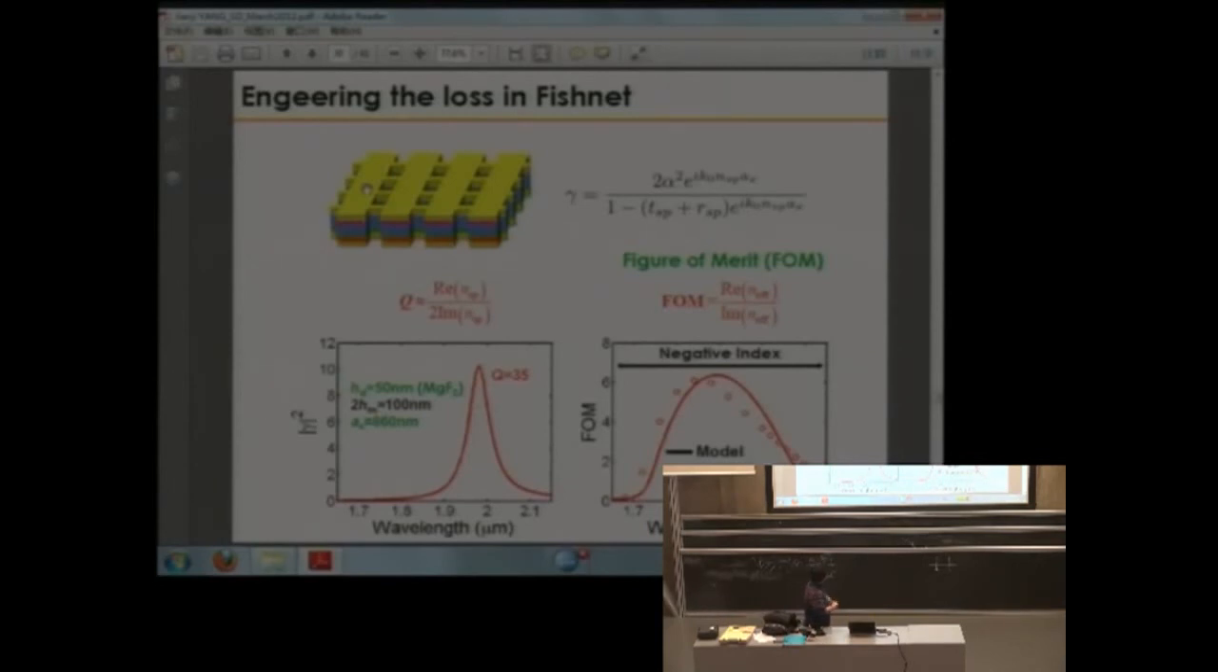The quality factor of this resonance is the ratio between the real part of the propagation constant of the gap plasmon and twice its imaginary part. People also define a term, figure of merit, to quantify the loss in metamaterial. This term is defined as the ratio between the real part of the effective index of the metamaterial and the imaginary part. A typical value for Q, the quality factor of the gap resonance, is about 35 for fishnet with a slightly thicker metallic layer than the fishnet designed by the Berkeley group. Correspondingly, the peak value for the figure of merit is about 6, as confirmed both by the model prediction and the rigorous calculation.